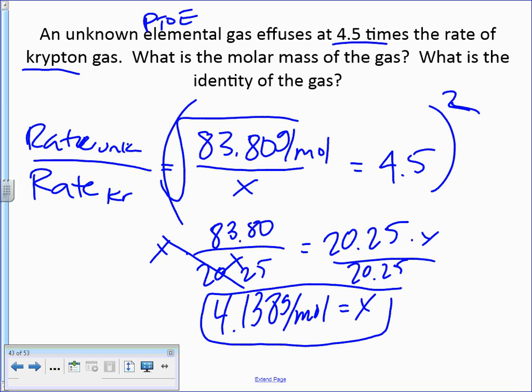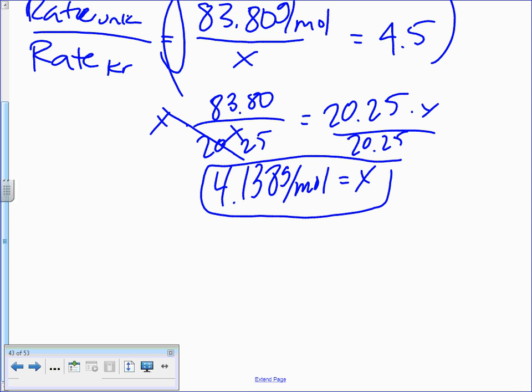So we got the molar mass of the gas. Who is it? Helium. Helium weighs approximately 4 grams per mole. All right, and that makes sense because it's lighter and it's moving a lot faster than krypton.